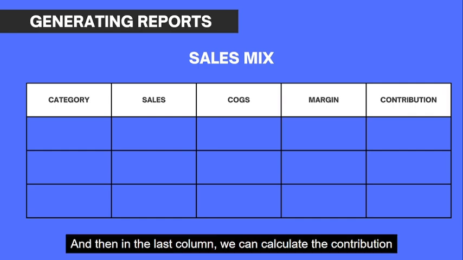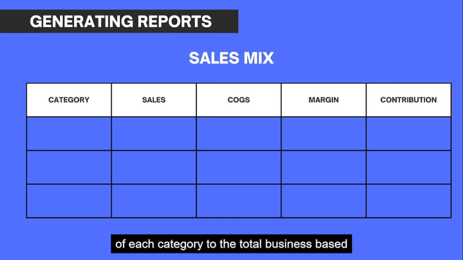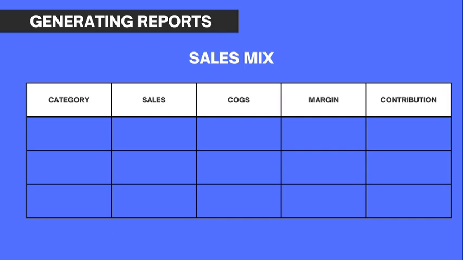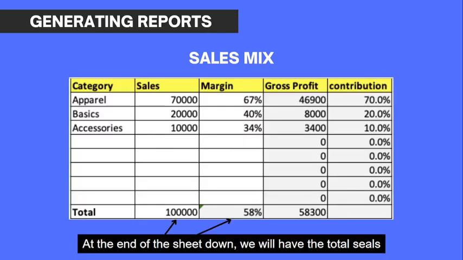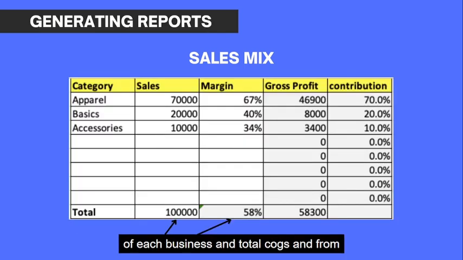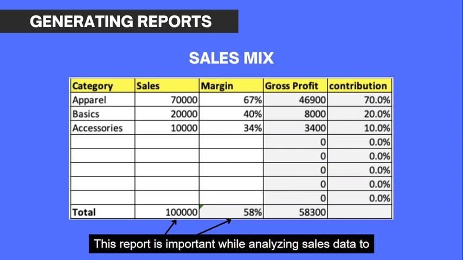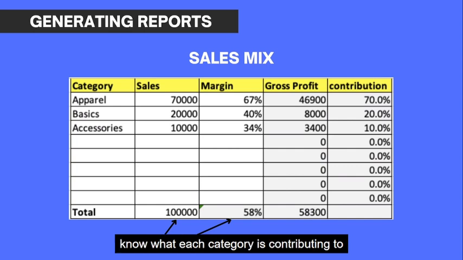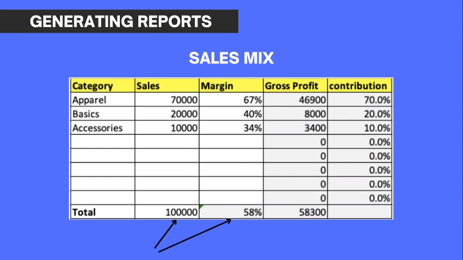And then in the last column, we can calculate the contribution of each category to the total business based on sales volume and the total sales volume. At the end of the sheet, we will have the total sales of each business and total COGS, and from that, the total margin of the business. This report is important while analyzing sales data to know what each category is contributing to my business.